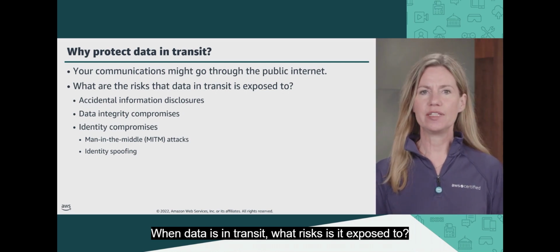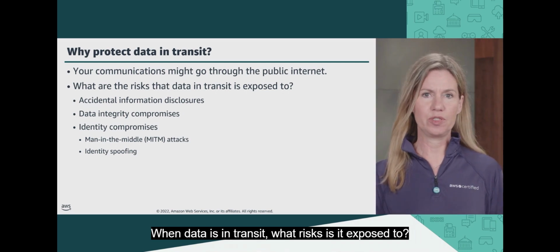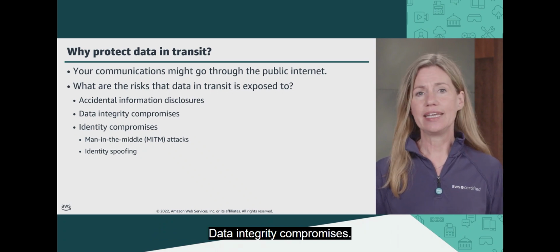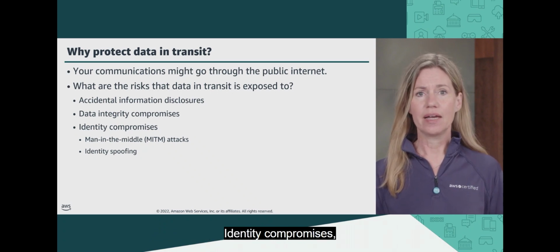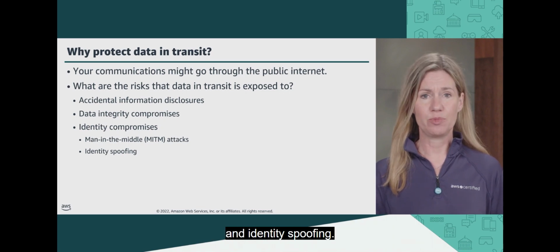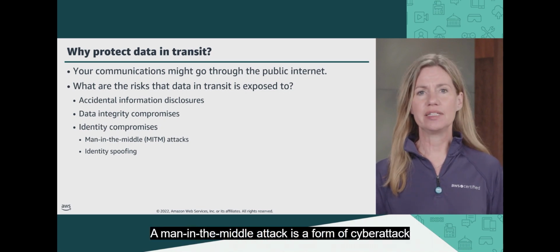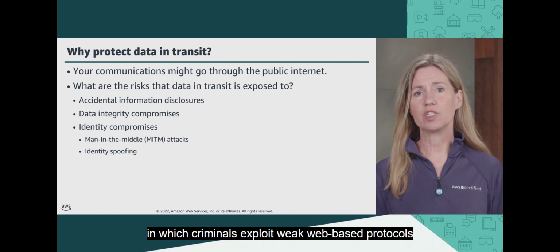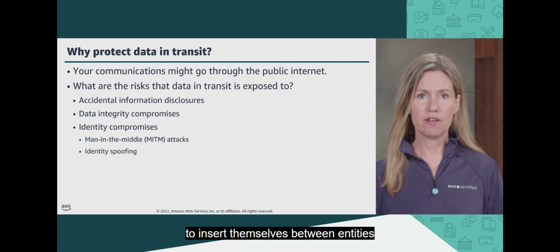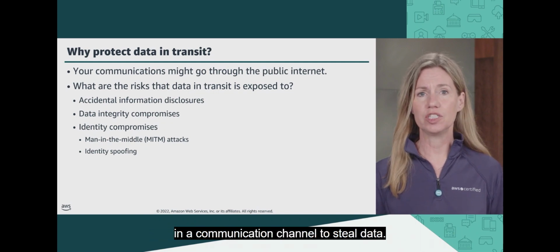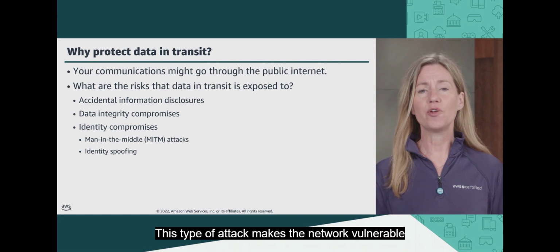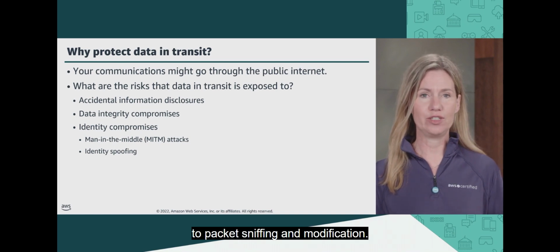When data is in transit, what risks is it exposed to? Accidental information disclosures, data integrity compromises, identity compromises, which include man-in-the-middle attacks, and identity spoofing. A man-in-the-middle attack is a form of cyber attack in which criminals exploit weak web-based protocols to insert themselves between entities in a communication channel to steal data. This type of attack makes the network vulnerable to packet sniffing and modification.